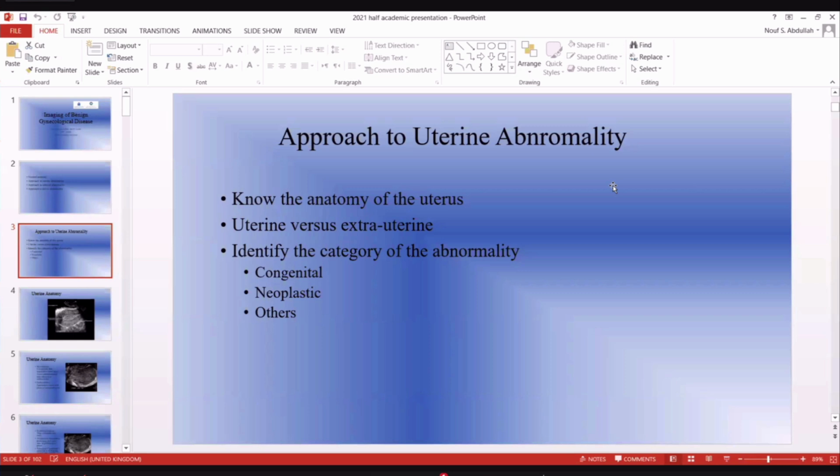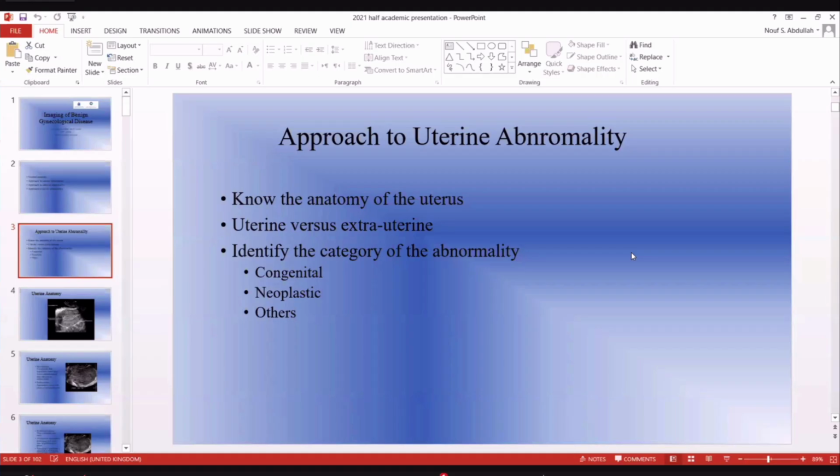And to know any uterine anomaly, we have to know the anatomy of the uterus very well. The first question that you would ask yourself whenever you are faced with a gynae case is, am I dealing with a uterine versus extrauterine abnormality? If you get an answer for that, that would be your first step in analyzing any abnormality in the pelvis. Once you identify the abnormality, if it's uterine, your next question would be, am I dealing with a congenital abnormality or a neoplastic abnormality?